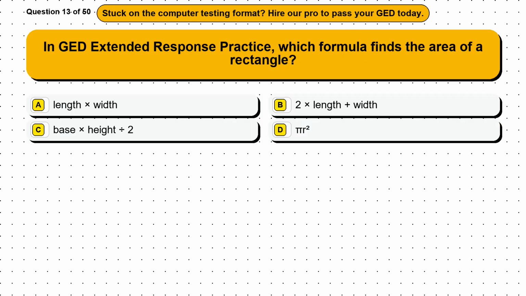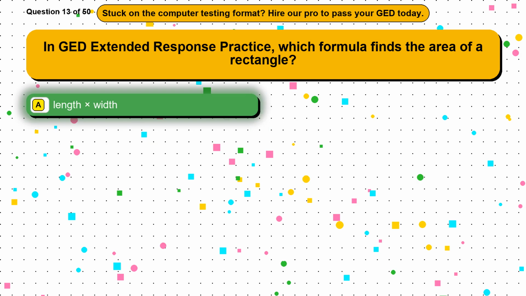Question 13. In GED Extended Response Practice, which formula finds the area of a rectangle? Option A, length times width. Option B, 2 times length plus width. Option C, base times height divided by 2. Option D, pi r superscript 2. The correct answer is option A, length times width.